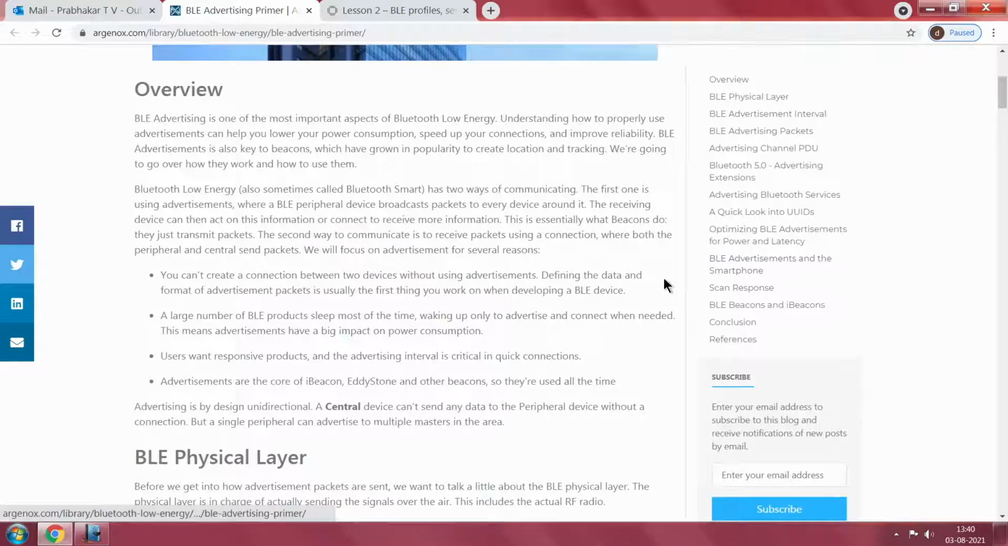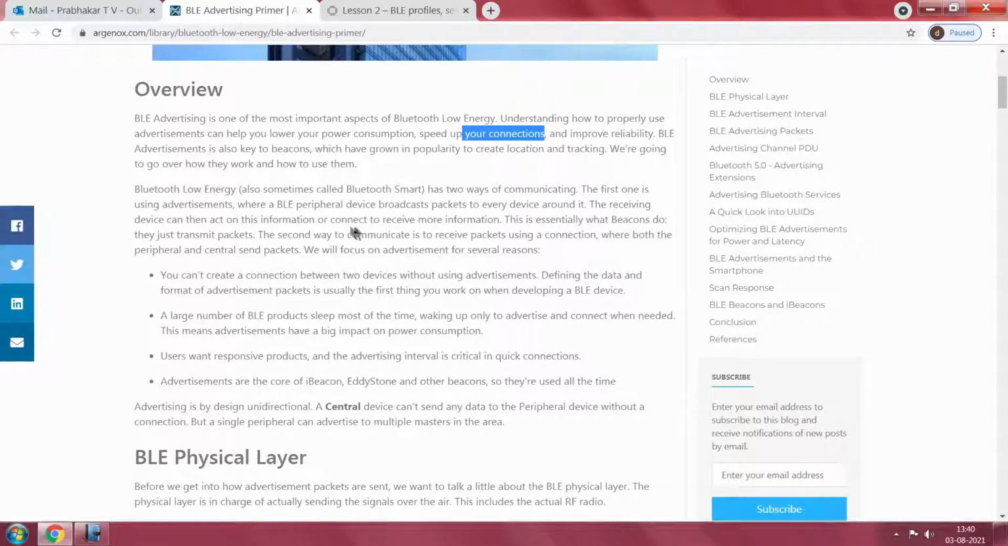Here is the first part, talking about how BLE advertising is a very important and promising aspect of BLE, and why it is important to ensure that you configure it properly so that you get low power consumption, yet at the same time you will be able to speed up a connection if you want to do connection oriented transfer of data, and also how you can improve reliability of these connections and so on, right. That is one part.